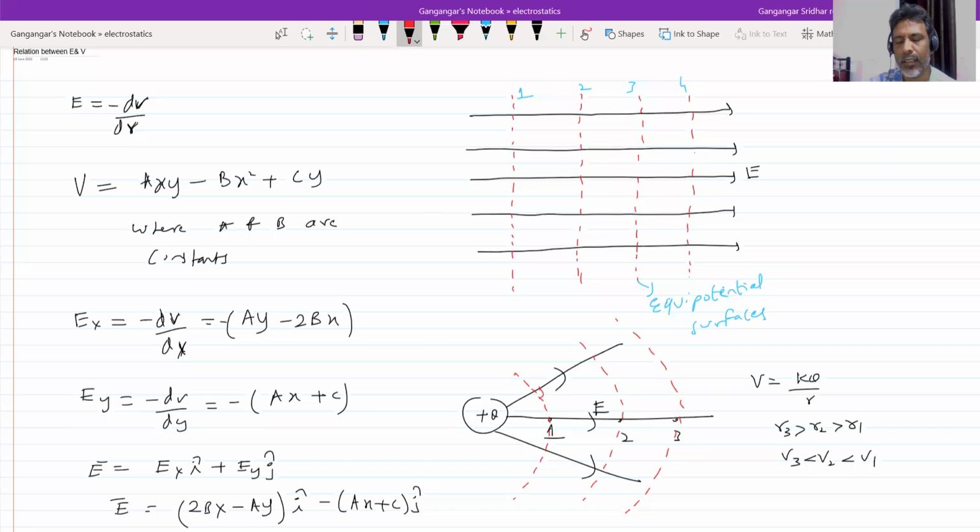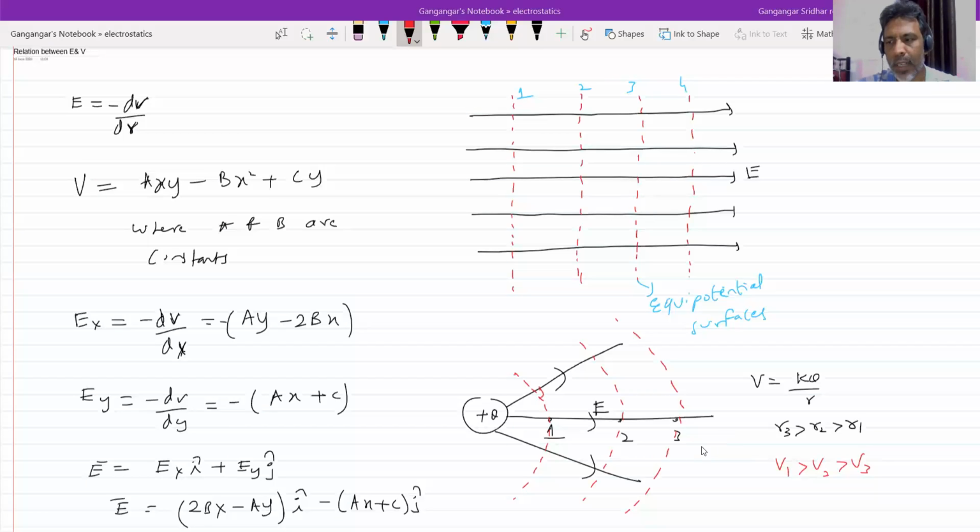Now look at the potential. We are very sure that V1 is greater than V2 greater than V3. And how is E bar? E bar is radially outward. So is there any relation between the direction of E bar and the potential? The electric field will always be directed from higher to lower potential. That's what this equation is saying. So here I'll better write the equation in this form. What is the direction of the electric field? It will always be directed from higher to lower potential.